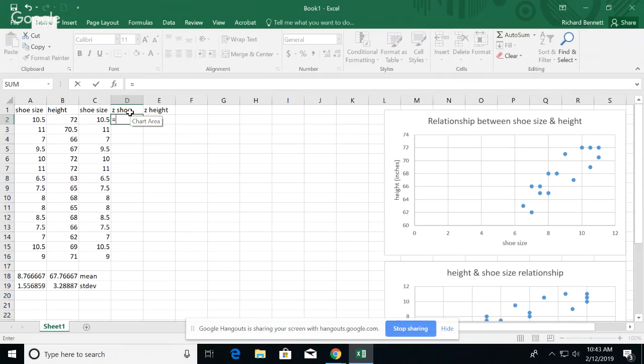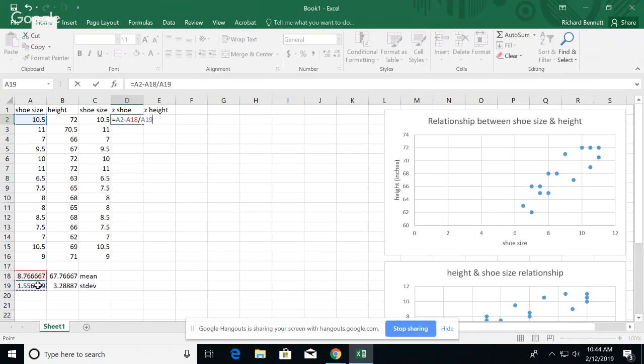Shoe size, so we're going to use the 10.5, right? And then what does the formula say? Minus the mean. What am I subtracting? 8.76. And then what? Divided by S, the standard deviation of x, which in this case is 1.55. Okay, is that the correct formula?